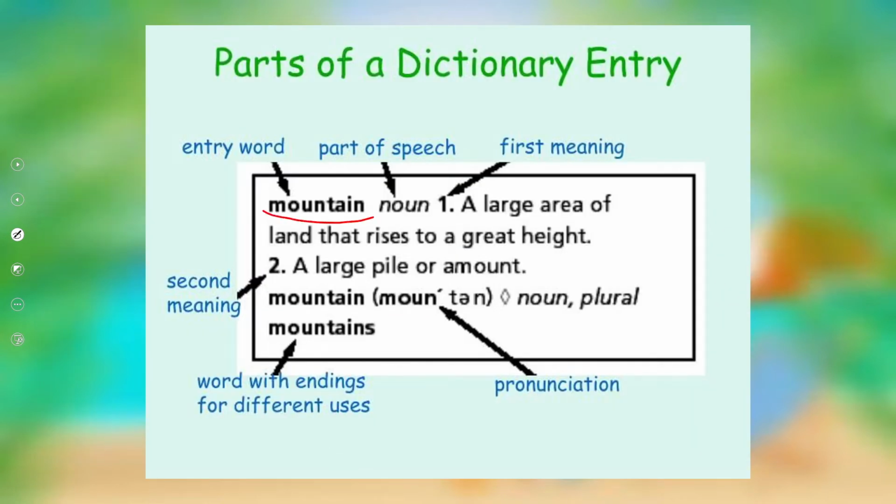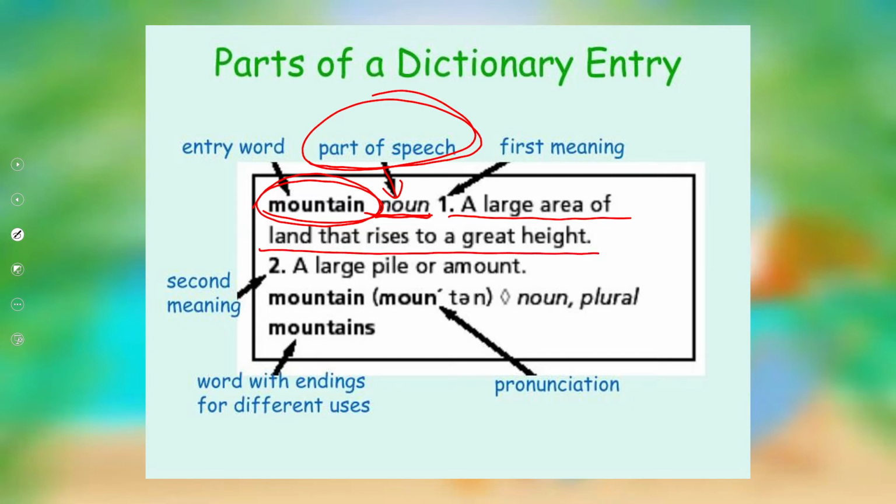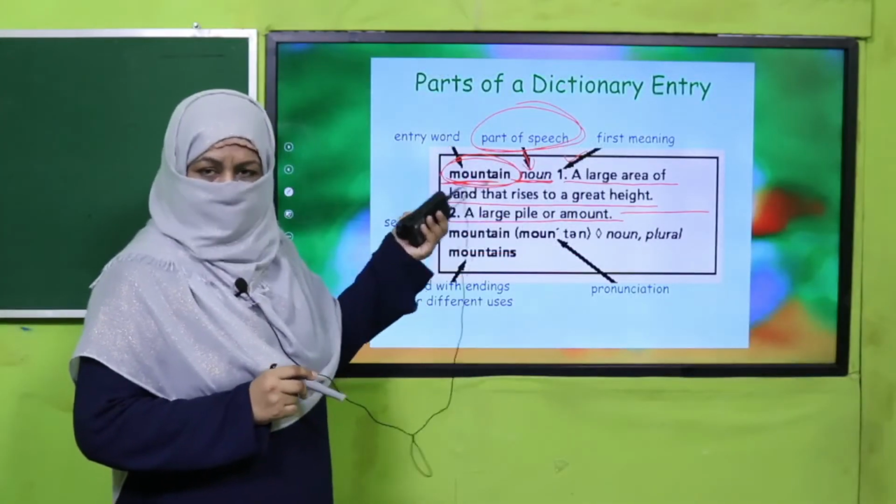So, mountain, when you open your dictionary and find it, what is it? It's a noun. So, which part of speech is it? It's a noun. This is the first definition, meaning what does a mountain mean? This is the first, and if there is a second, that is also written. If there is a third, that will also be written. So you will find maximum information about this word.